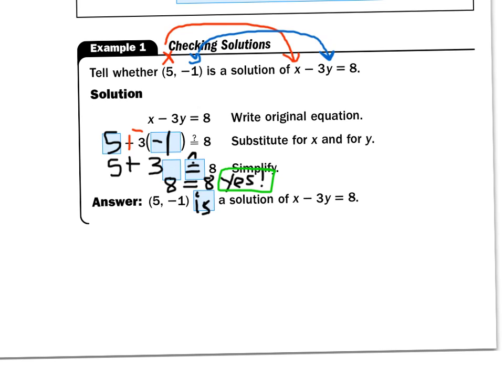And then where you see the minus sign, add a line, change the sign. So we have 5 plus, and then negative 3 times negative 1 would make a positive 3. So they're saying, is it true that 5 plus 3 equals 8? And of course, then add the 5 plus 3, so 8 equals 8, and so we'd say yes. 5, negative 1 is a solution.